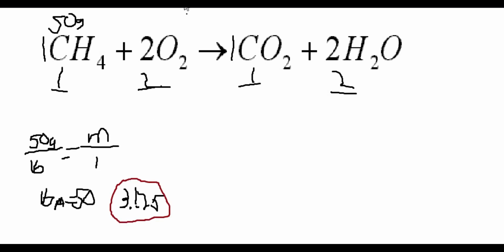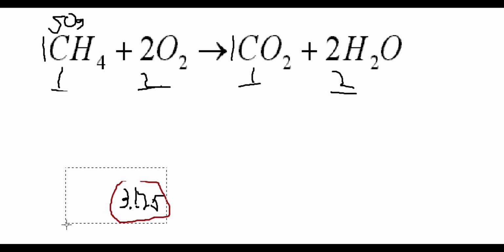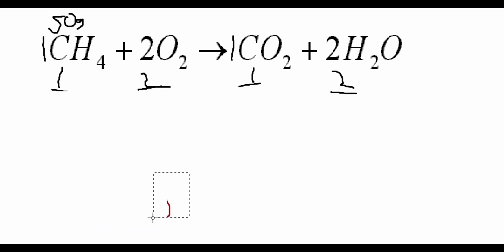So, if that's our answer, that means we can get all this work out of the way. 3.125. So let's move it up here. We know that there's 3.125 moles. So that means for every one, there's going to be 3.125. And it doesn't matter what type it is. These ratios are going to be the same.